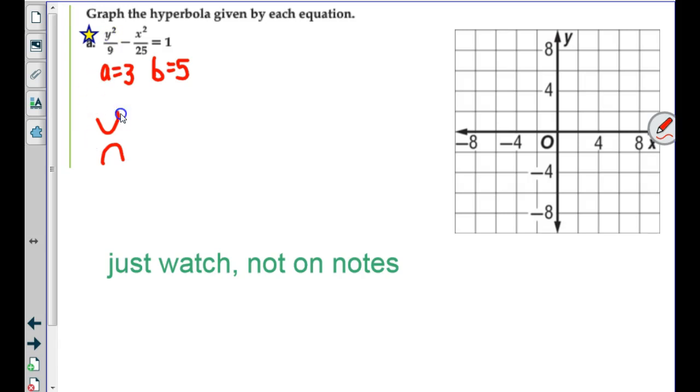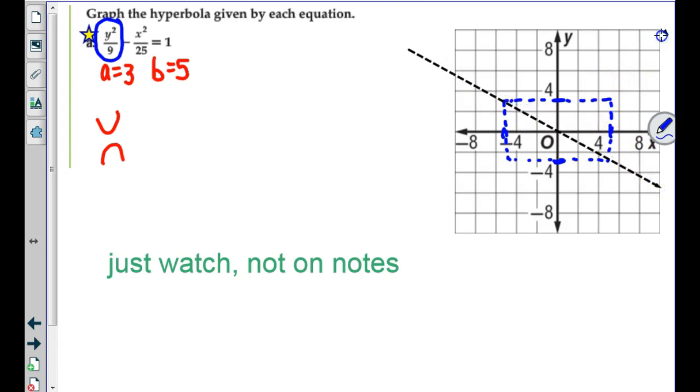Okay. When the y squared is positive, it's going to open up and down. A is 3 and B is 5. The center was at 0, 0. So what's going to happen is because these go together, from the 0, 0, I'm going to go up and down 3. Everybody good? Y direction 3. Okay. Underneath the X, I'm going in the X direction 5. Then I draw that rectangle. Then what I have to do is put in the asymptotes, the diagonals, and those will make the asymptotes.